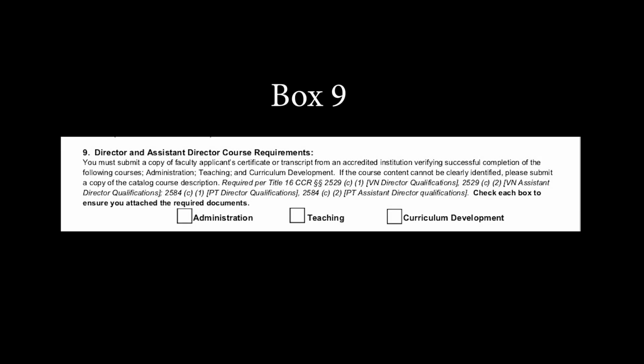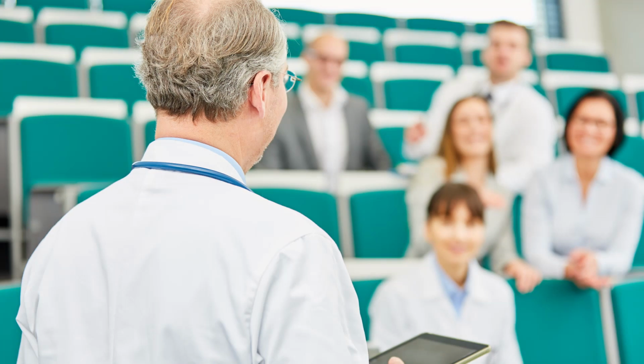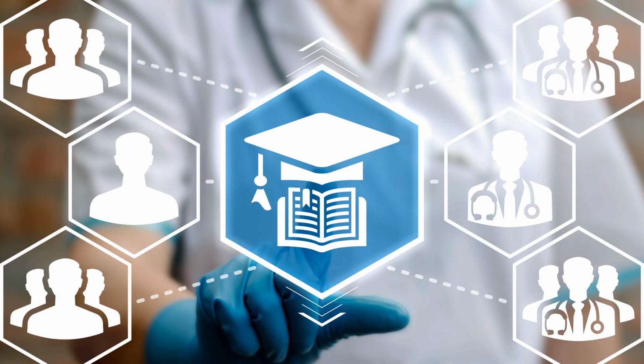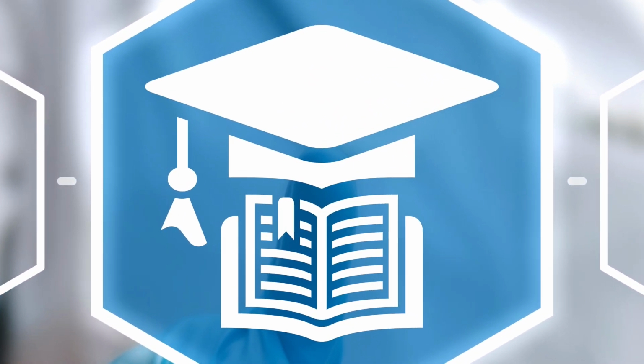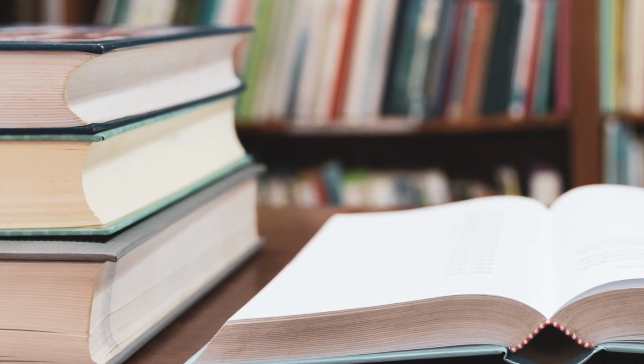In Box 9, you'll see the course requirements for program directors and assistant directors. Any faculty serving in those roles will need to demonstrate they've taken 3 specific courses: 1 in administration, 1 in teaching, and 1 in curriculum development. Those courses must have been taken from an approved school, and you'll need to submit documentation that verifies each. The board's education experts are a wealth of knowledge on the training it takes to become faculty, but by rule, they can't recommend any specific course or school you should attend.